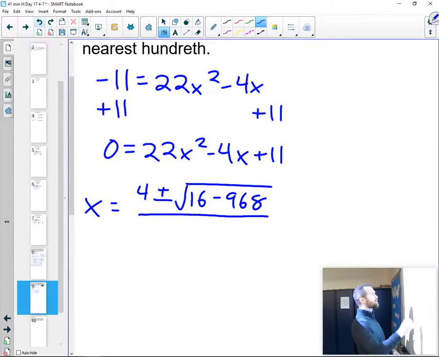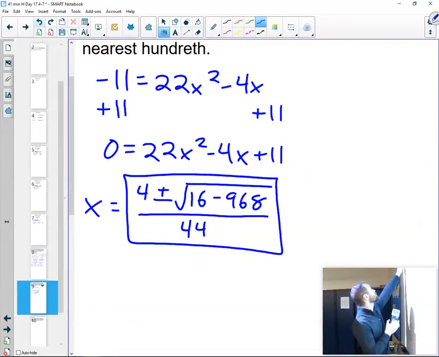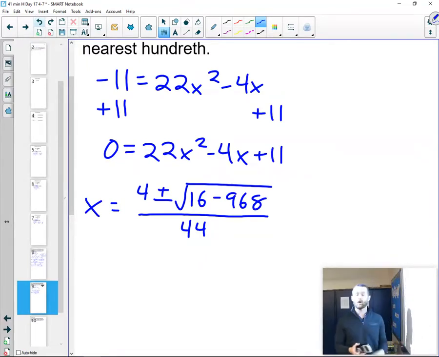All divided by 2a, that's 2 times 22, that's 44. So we're sort of showing here how you can speed these problems up by not showing every single step. But if I confuse you by skipping those steps, just go back, do a little bit more practice with the quadratic formula problems we did in our previous lesson, and you'll be able to get there, I'm sure. Or just show all your work, and you'll be fine.